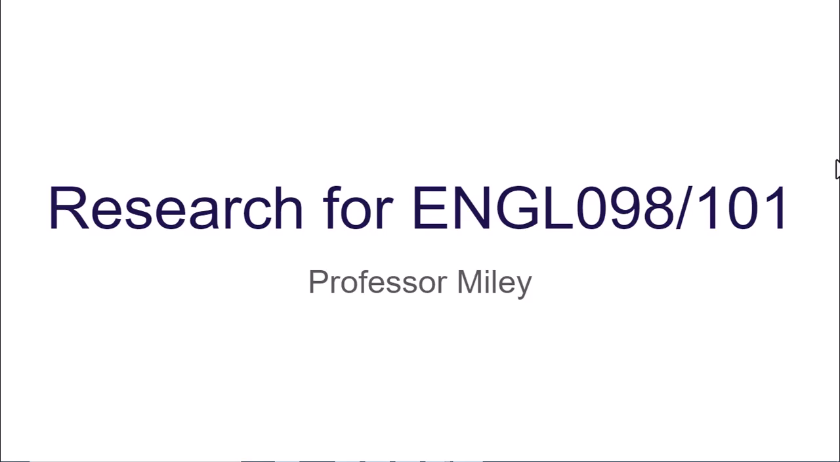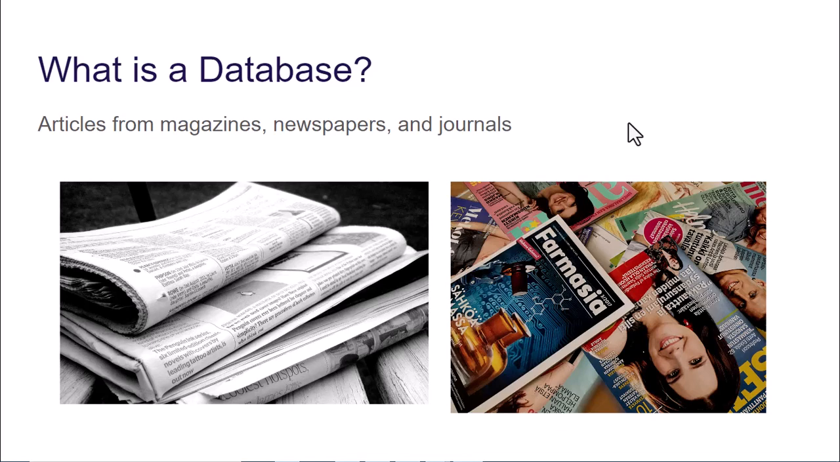This video will show you how to search for magazine articles through the library. In addition to the books that you find in the library, Massasoit also has access to databases. A database is a place where you can search for articles from newspapers, magazines, and academic journals. These are resources that you will not find through a Google search.